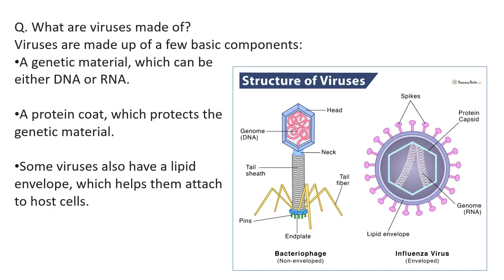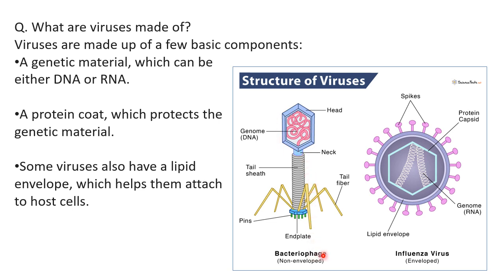So what are viruses made up of? There are different types of viruses, but here I have taken two examples to show you the structure of the virus. Viruses are made up of a few basic components. The first is the genetic material, which can be DNA or RNA. Then they have a protein coat which protects the genetic material.